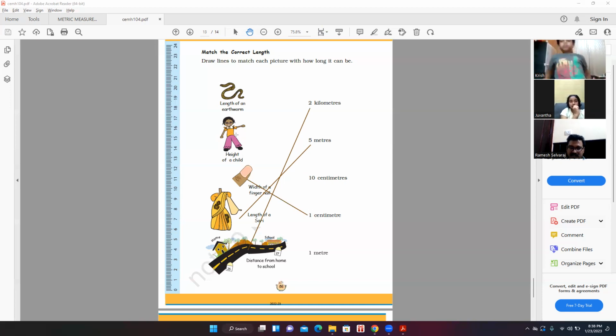Okay. Height of a child. You see, 1 meter. Yeah, correct, correct. Then the length of an earthworm. It could be 10 centimeters.